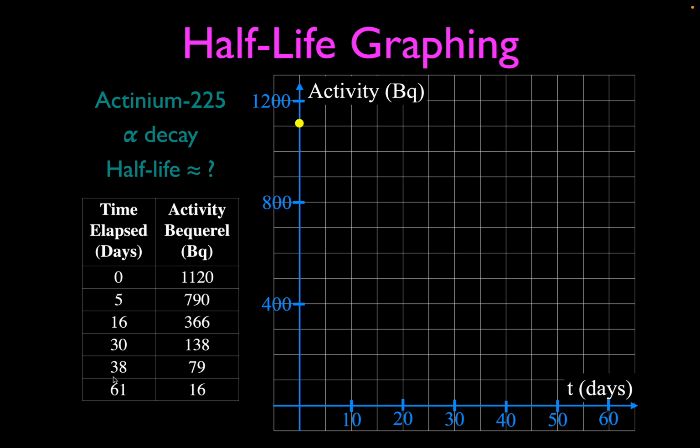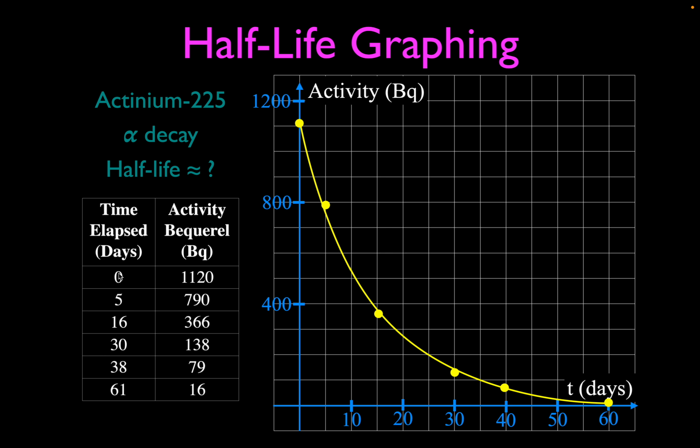So we start off at time 0, and we're going to say 1120 is the activity. Here's 8, 9, 10, 11, and that's about 1120. This is just approximate because we're graphing by hand and we can't do that exactly, but you can see when we plot all those data points, 1, 2, 3, 4, 5, 6, we get that characteristic exponential decay curve. We draw a nice smooth curve, and now we can use that to figure out the half-life.